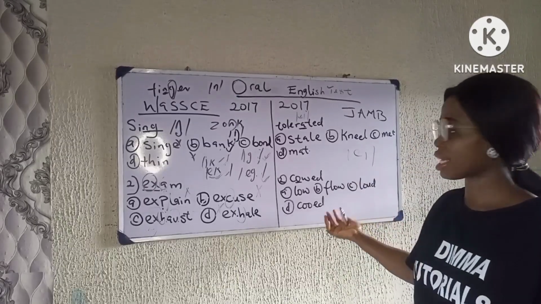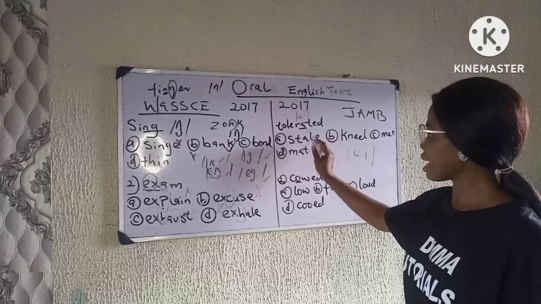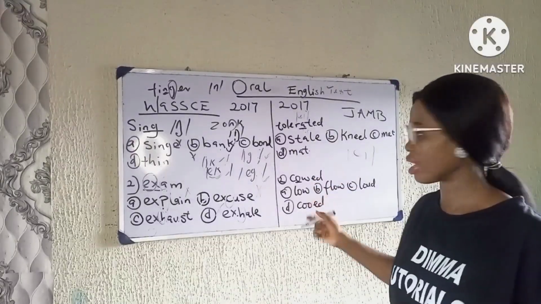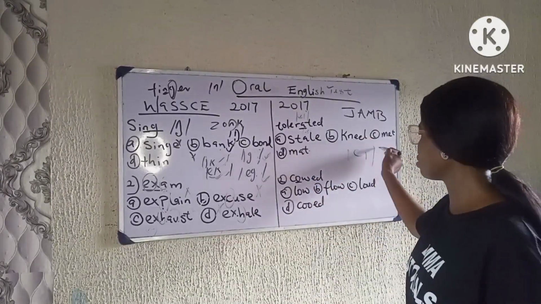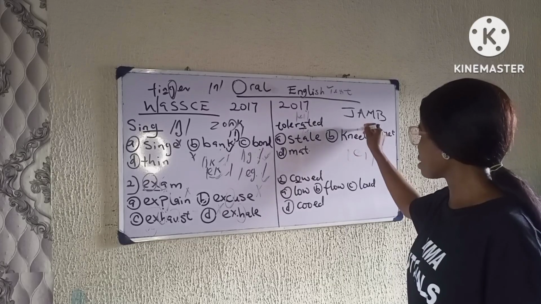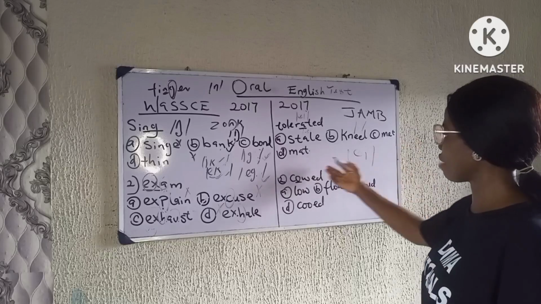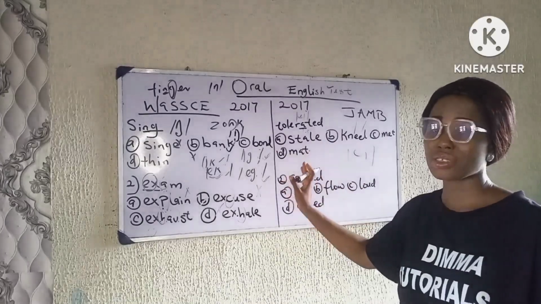Now let's look at the options. Stale is the correct answer. The letter A here is pronounced A. It is the correct answer. Now this is new. All we have here is a long E sound. We have here met, we have here mat. So option A is correct.